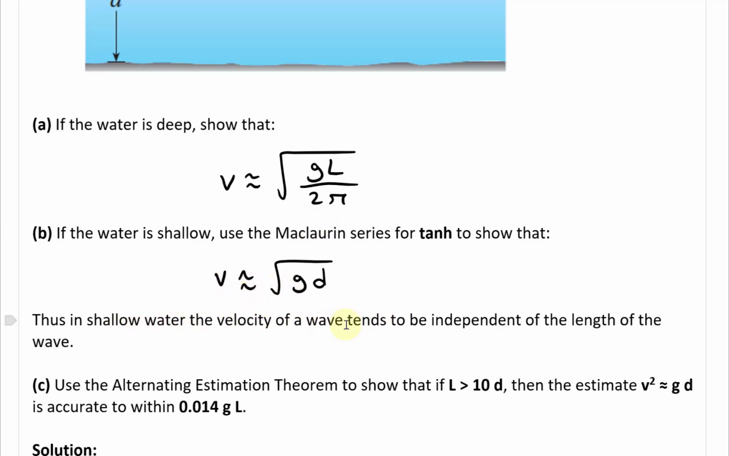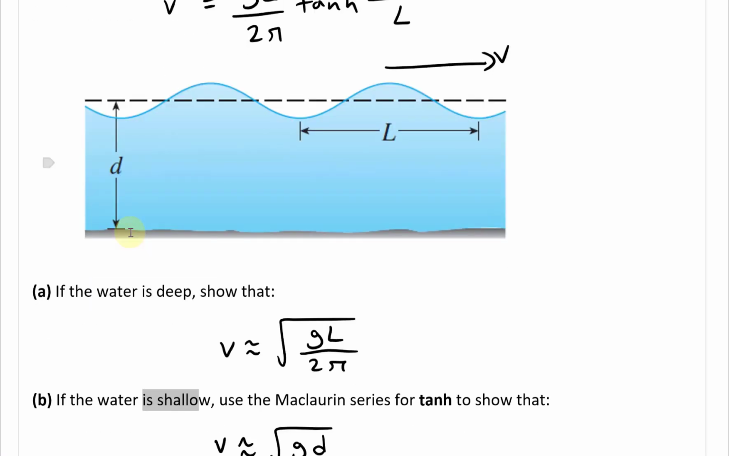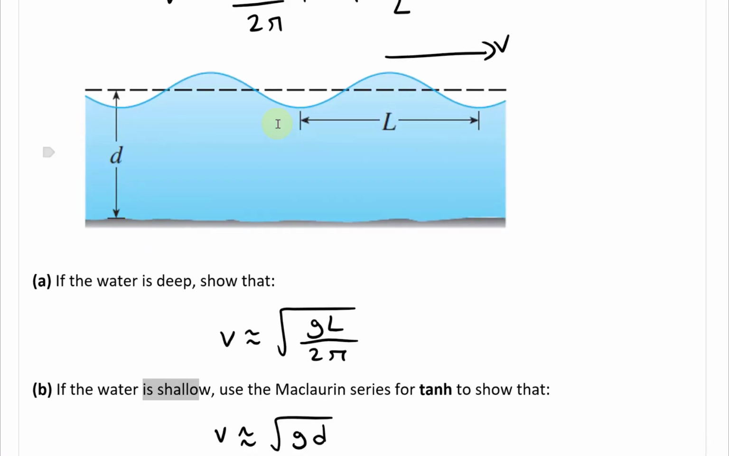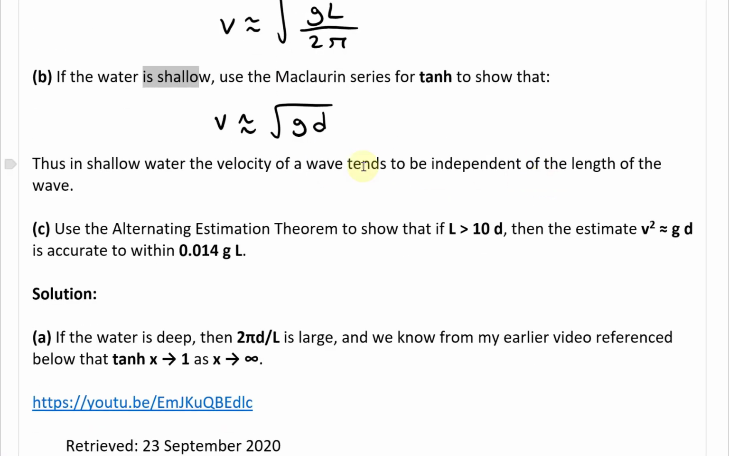Thus in shallow water, the velocity of a wave tends to be independent of the length of the wave. This is if the water is shallow. Or to rephrase better, L is large, but not necessarily larger than D, because as long as the water is shallow, you can still have small waves or large waves and so on. So anyways, let's go further.